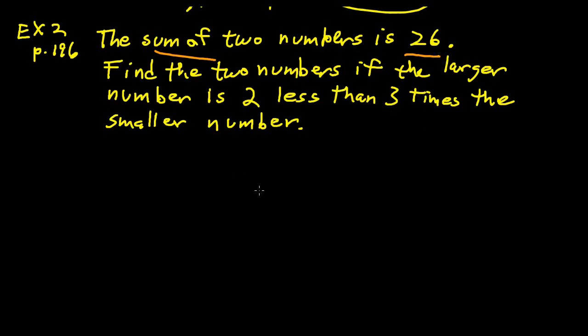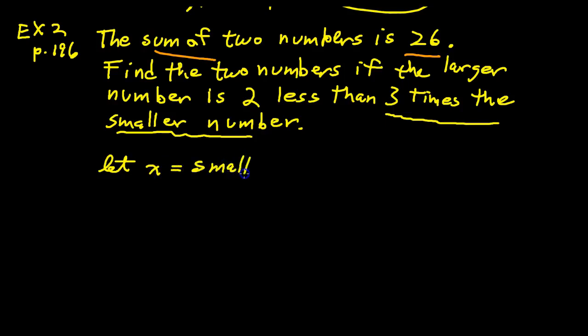All right, so one of these numbers is smaller than the other. One of these numbers is larger than the other, and it looks like the larger one is described in terms of the smaller one, right? It says the larger is, and it gives some characteristics, 2 less than 3 times the smaller. So I'm going to let x equal the smaller number, because then I can write an expression for the larger number.